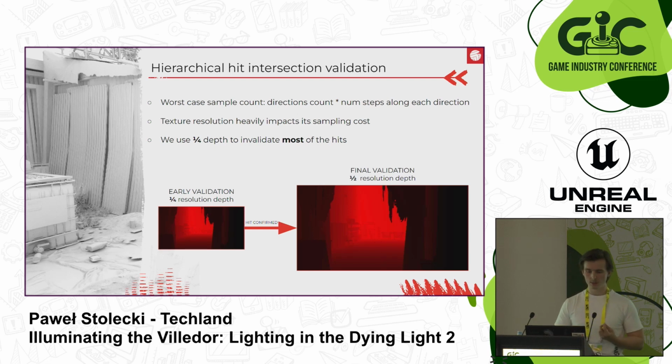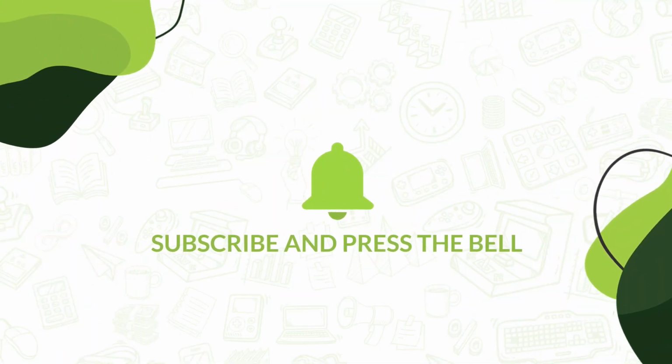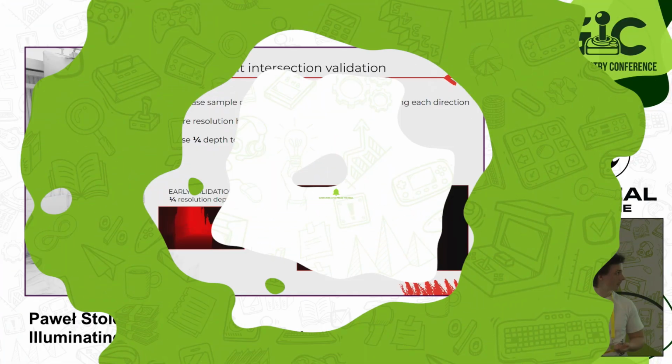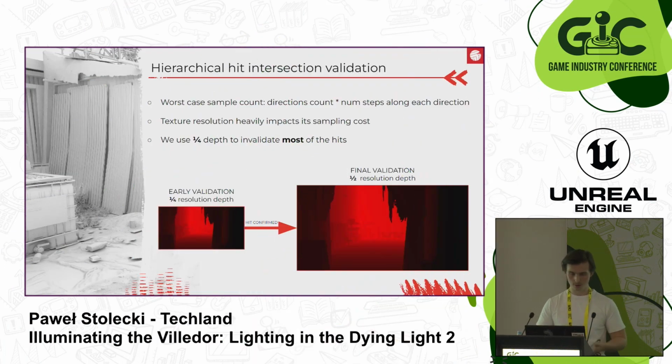The idea behind the optimization method is that we want to cheaply reject invalid hits by using a smaller size depth texture and only use the higher resolution depth texture only when necessary, reducing the overall cost. The half resolution texture that you can see is only sampled when the quarter resolution depth returns a hit. Yep. That's the idea behind it.